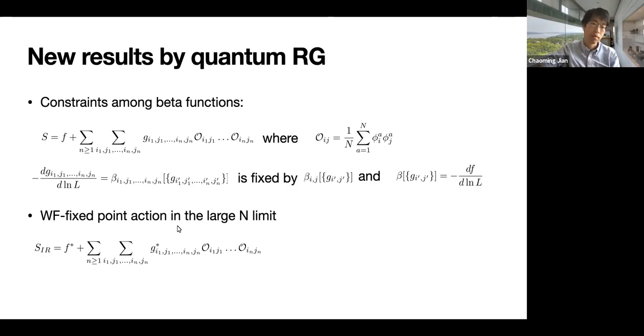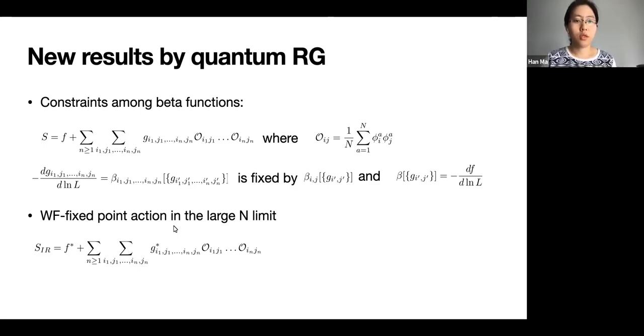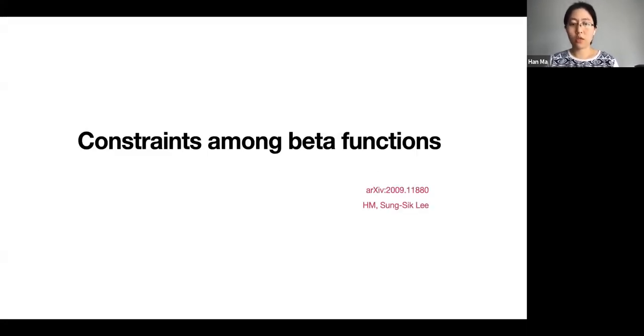Yes, I see. The second result I will present is the Wilson-Fisher fixed point action in the Lagrangian limit. This means the quantum RG allows us to land on the Wilson-Fisher fixed point, and then we can find the fixed point couplings and also the free energies, which parametrize the effective action. Okay, let me start with our first result, the constraints among beta functions. The full story is in this paper. You can check it on arXiv.